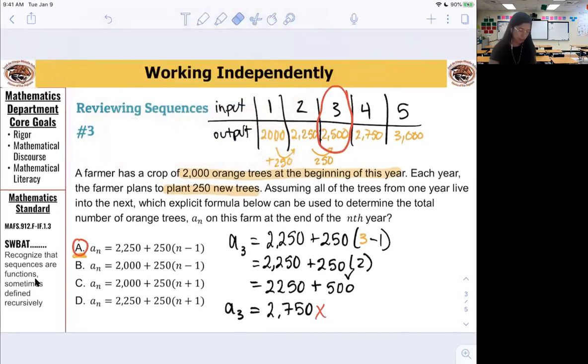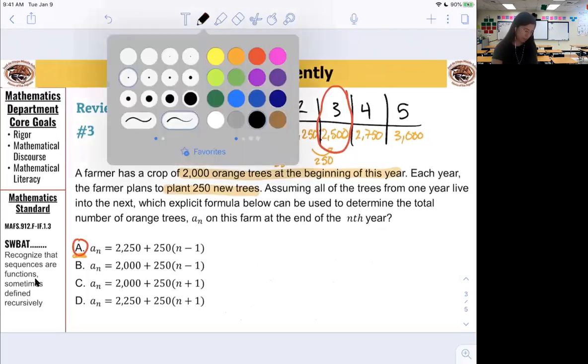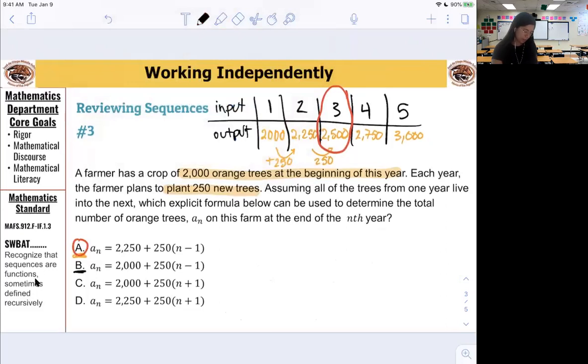This is the same exact process every single time, you guys. You're going to test out each of these individual functions. Answer choice B: I'm going to plug in a 3. 2,000 plus 250 times n minus 1. Again, I'm just copying down this function, but I'm going to replace my n with a 3.